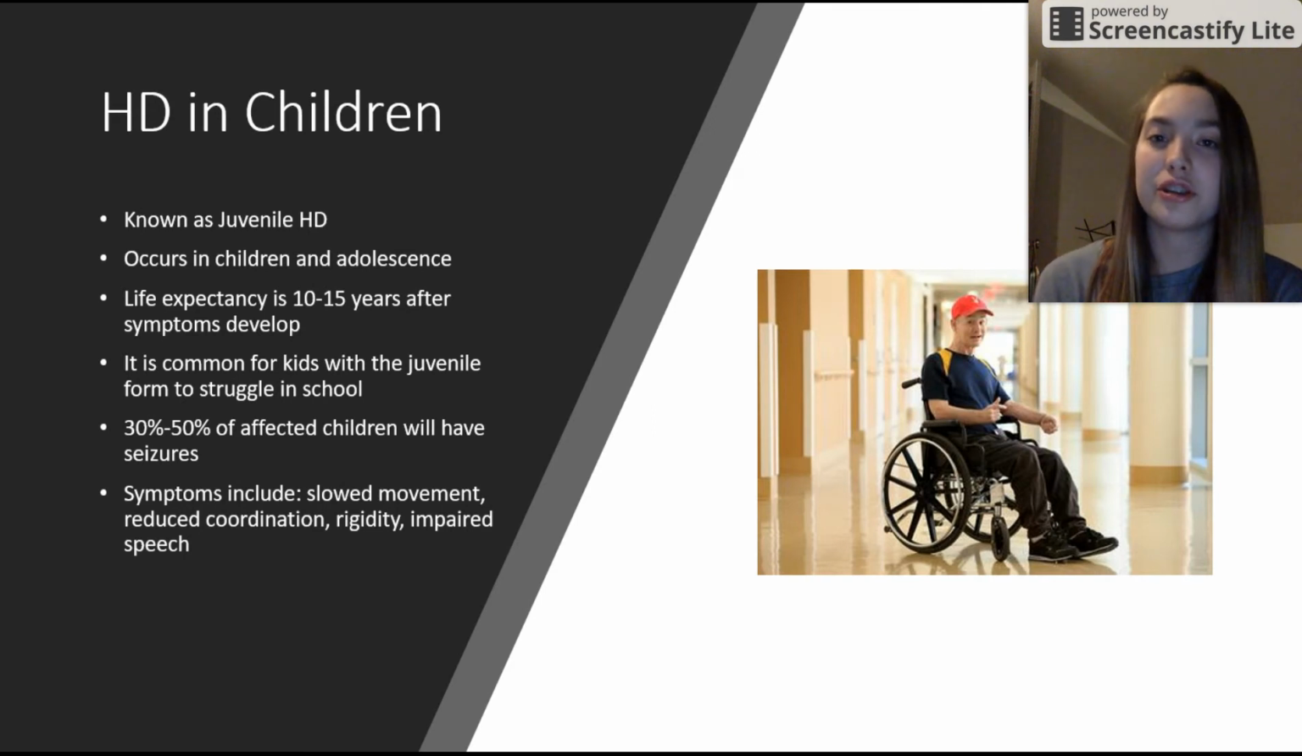Some extra information: there is also a type of Huntington's disease known as the juvenile form, and that is Huntington's disease in children. It occurs in children and during adolescence. The life expectancy for someone with the juvenile form is 10 to 15 years after symptoms develop, rather than 15 to 20. It is common for kids with the juvenile form to struggle in school, as when having Huntington's disease, it is a lot harder to focus. 30% to 50% of children with Huntington's disease will have seizures, as it is a common symptom. Other symptoms include slow movement, reduced coordination, rigidity, and impaired speech.